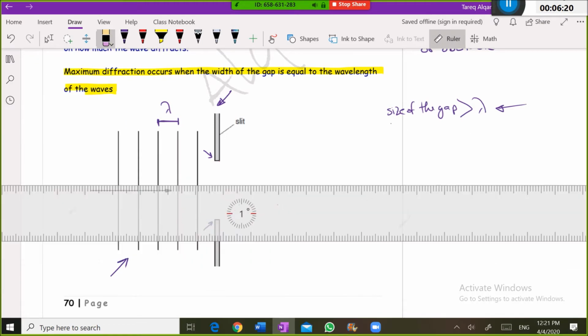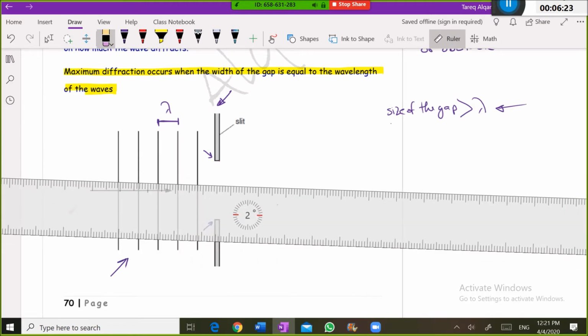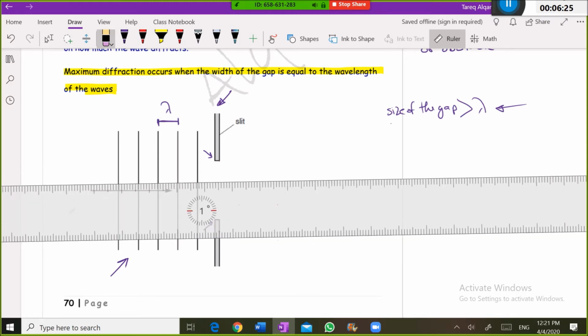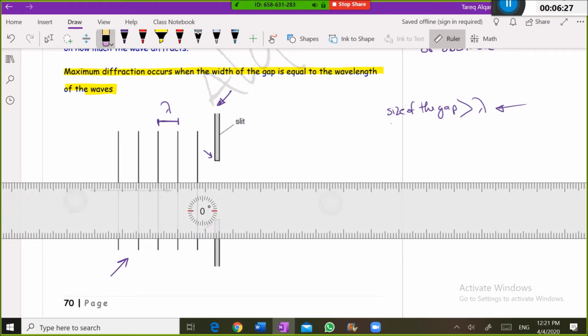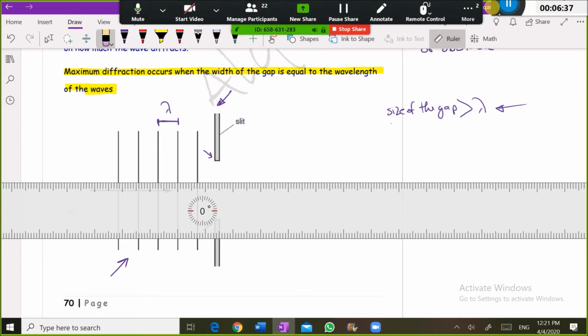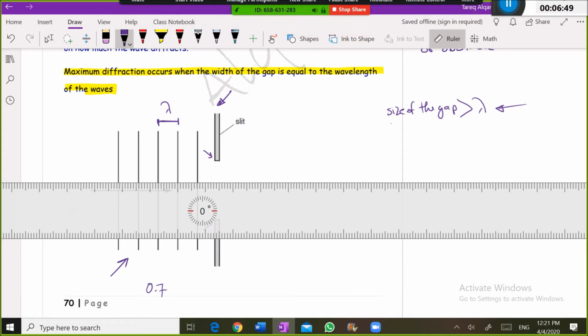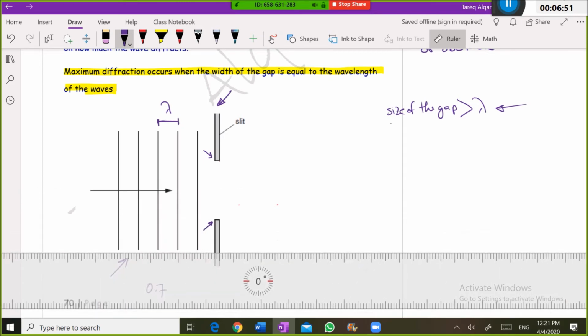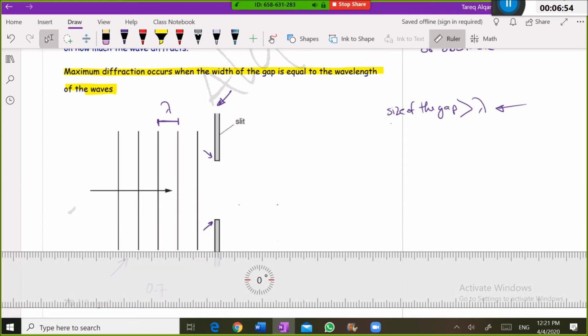Okay, guys. First of all, I have to measure the wavelength. The wavelength is the distance between what? Between these two wavefronts. This is the wavelength. Here, the distance is 0.7, if you see. Okay. Wavelength here is 0.7, according to my ruler. It's very obvious that the size of the gap is greater than the wavelength.